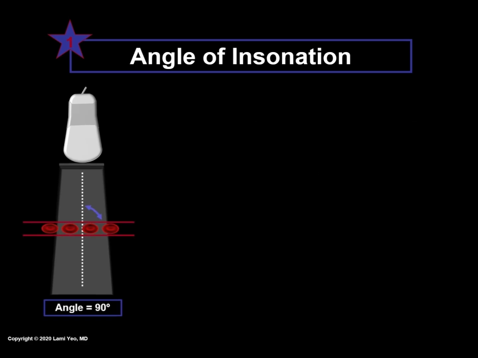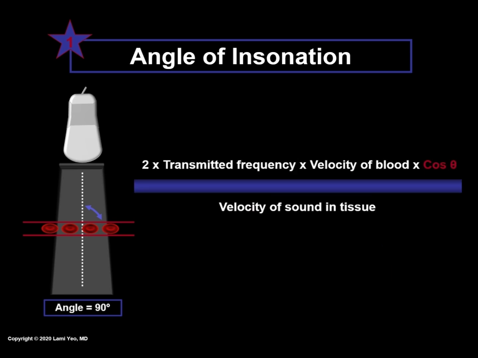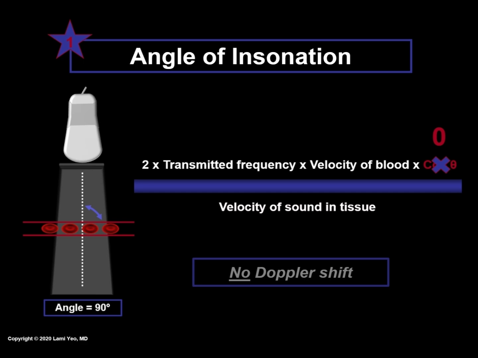In contrast, as the angle of insonation becomes 90 degrees, the cosine of 90 equals 0. This time, when substituting a cosine of 90 degrees with 0, this provides no Doppler shift. Therefore, as shown in the diagram, when performing color Doppler sonography, do not image the fetal heart so that the blood flow is perpendicular to the transducer with an angle of insonation of 90 degrees. No color flow will be detected or displayed by the ultrasound machine.